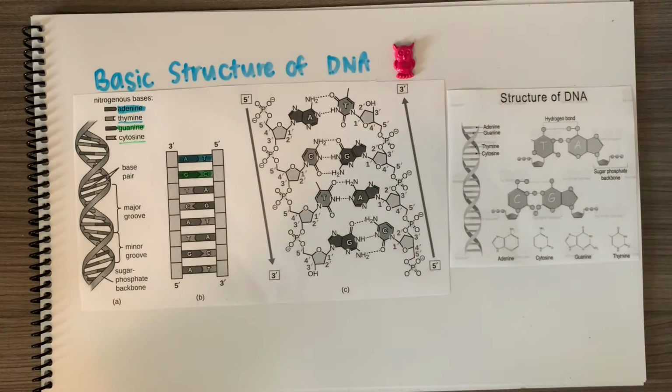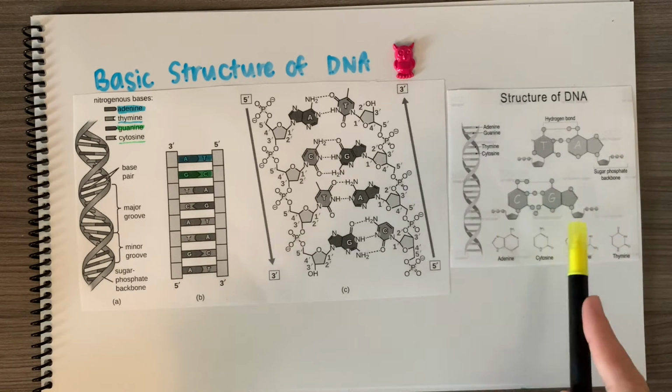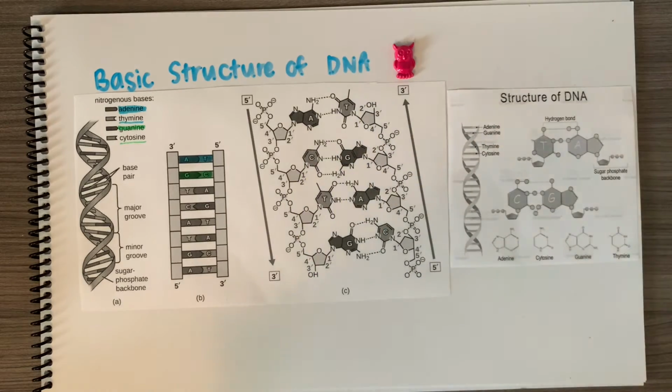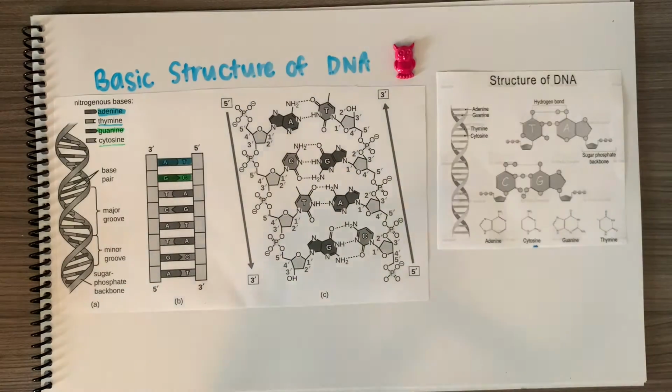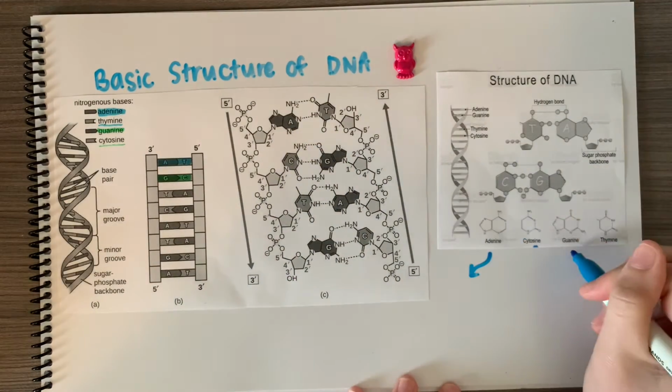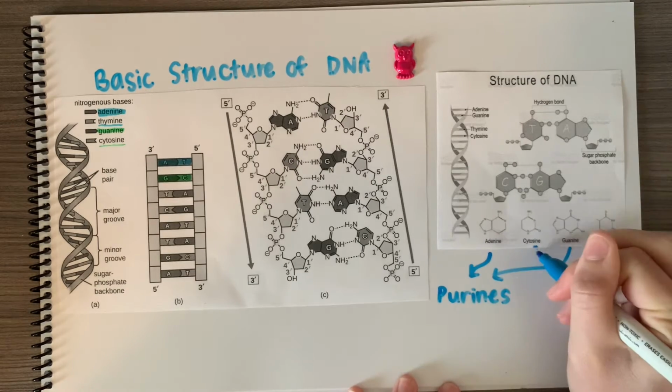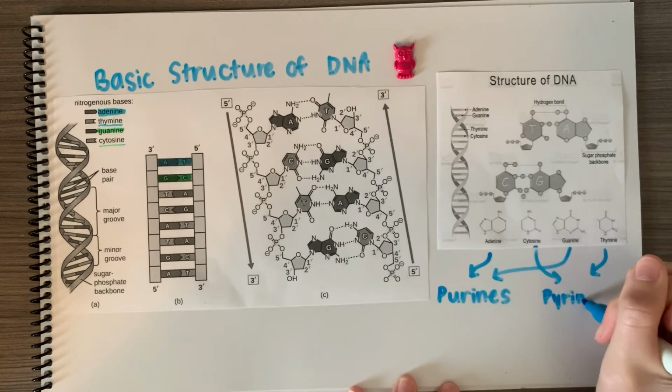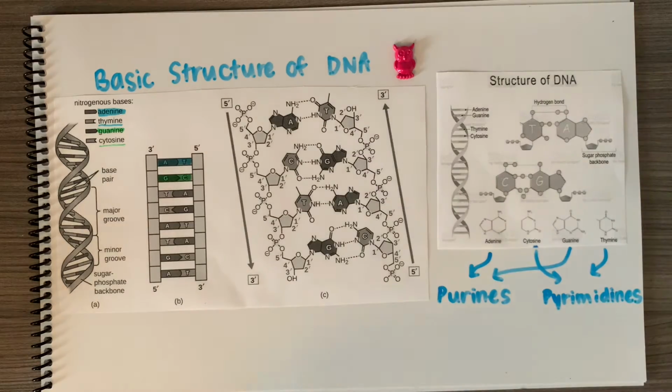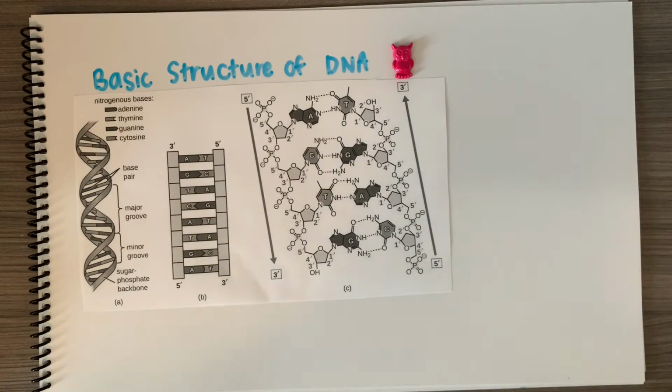The basic structure of DNA is made up of three major components: a nitrogenous base that's either adenine, cytosine, guanine, or thymine, a phosphate group, and a deoxyribose 5-carbon sugar. Adenine and guanine are both purines because they have 2 rings, while cytosine and thymine are both pyrimidines because they only have 1 ring. Now let's talk about base pairing.